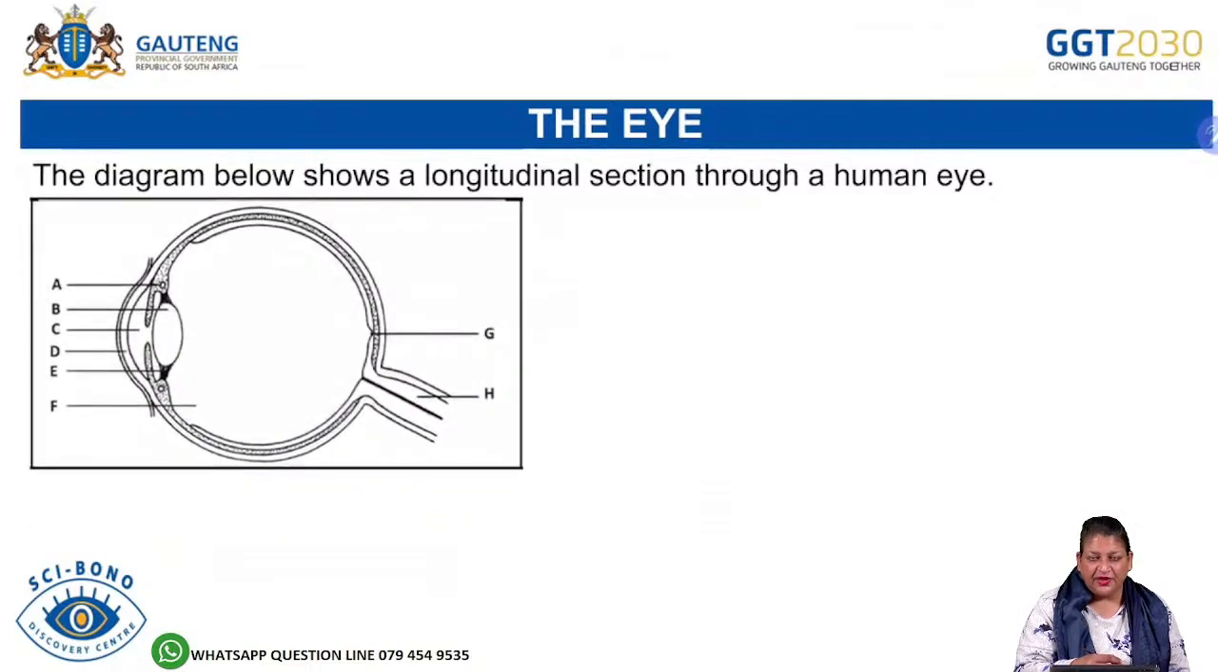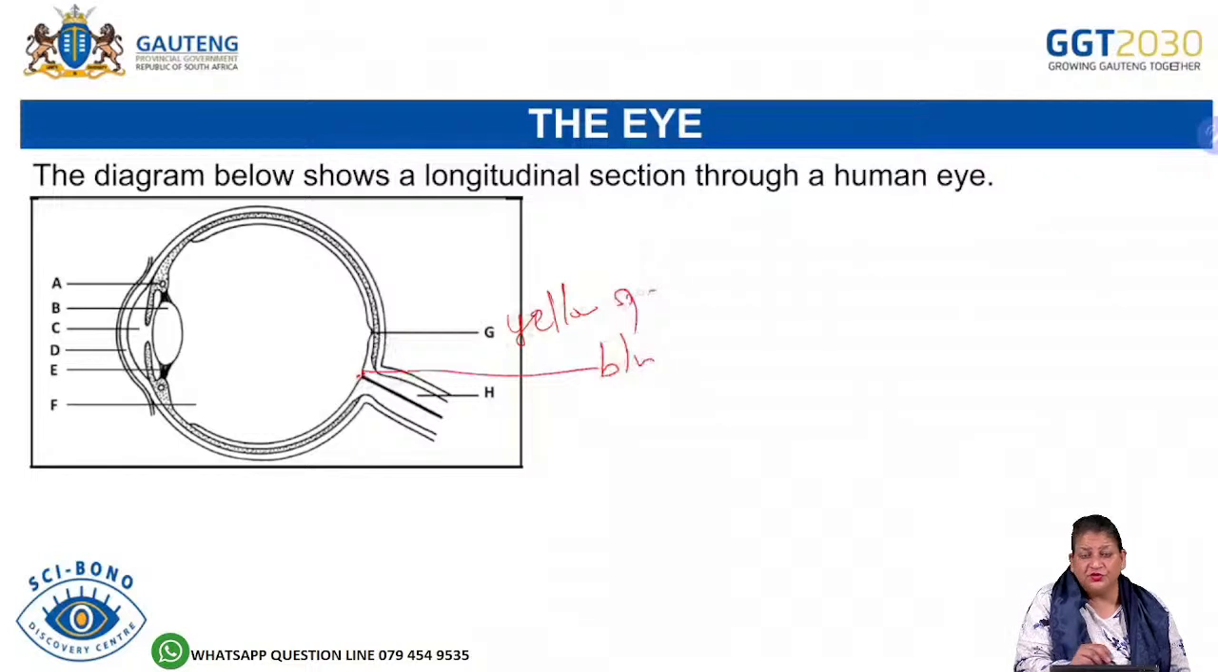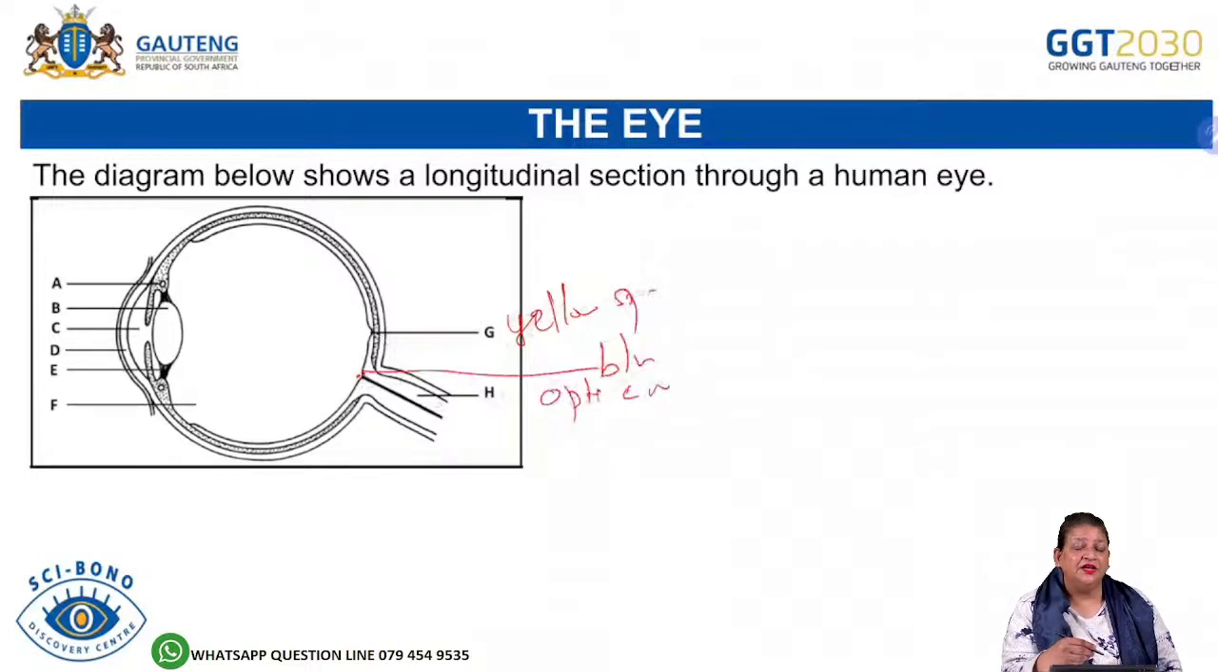So here's the diagram of the eye. What did I say? For you to answer a question, always analyze the diagram or the data table. Always know here, G is what? G is my yellow spot. What do I know? It has lots of cones for color vision, for clear vision. So I've got cones, color and clear vision. That's my yellow spot. Okay. What is this one here? It's my blind spot, where there's no image, no rods, no cones. What is H? It's my optic nerve. It's my optic nerve that takes impulses from the eye to the cerebrum for sight to be interpreted.